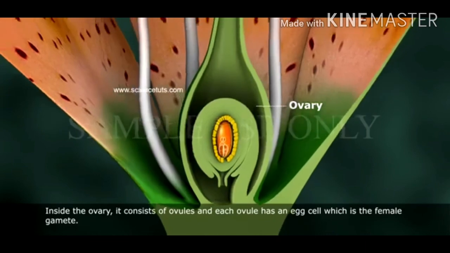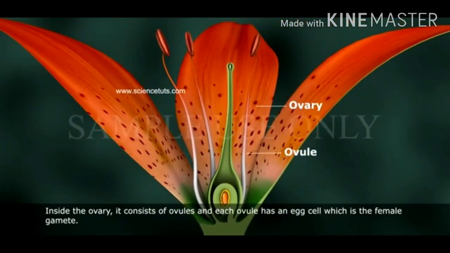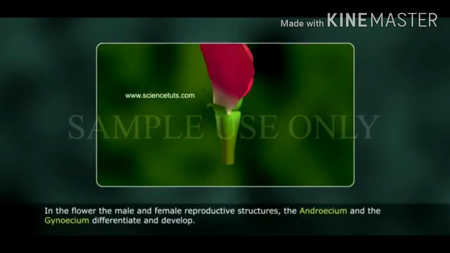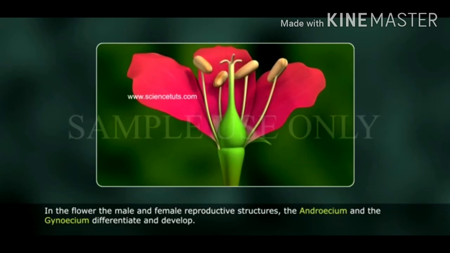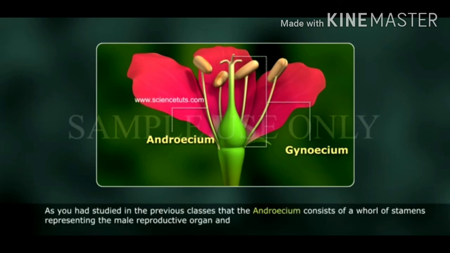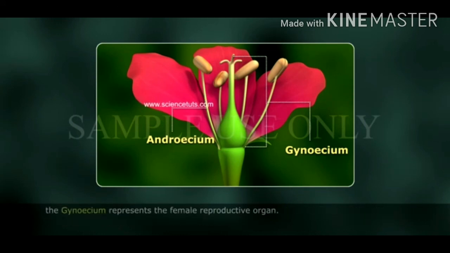Inside the ovary are ovules, and each ovule has an egg cell, which is the female gamete. In the flower, the male and female reproductive structures, the androecium and the gynoecium, differentiate and develop. As you had studied in the previous classes, the androecium consists of a whorl of stamens representing the male reproductive organ, and the gynoecium represents the female reproductive organ.